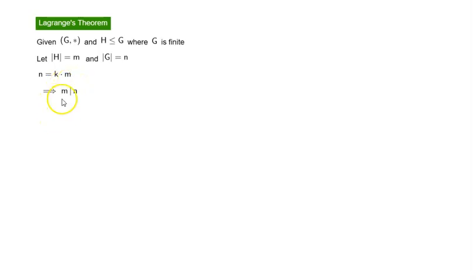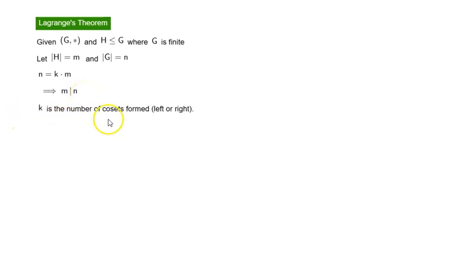Let us look at Lagrange's theorem. Given a group G under an operation star and H being a subgroup of G, where G is finite, let the order of H be equal to M and the order of G be equal to N. Then N is equal to K times M, which basically means that M divides N.